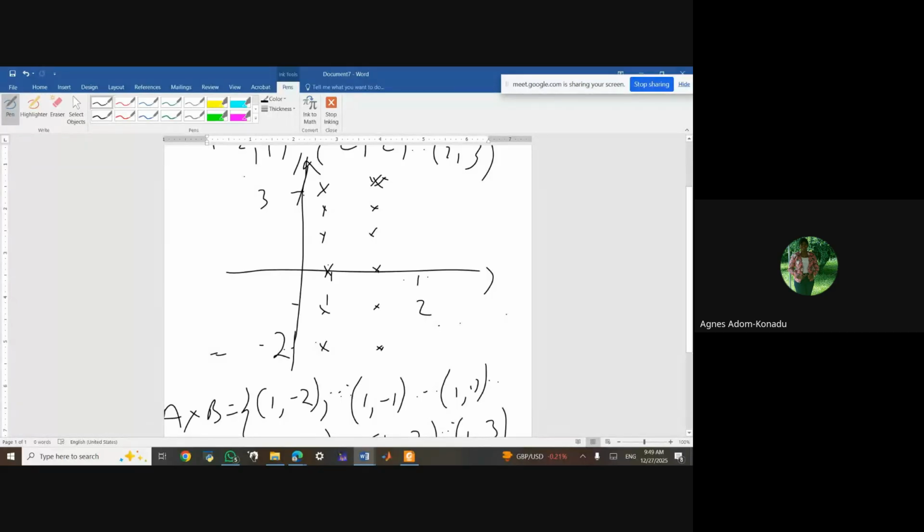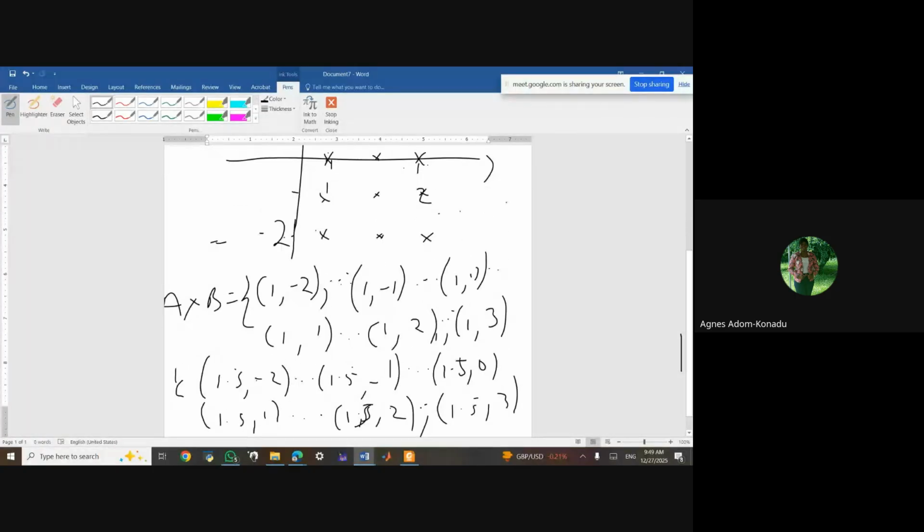Then I'll choose (2, -2), (2, -1), (2, 0), (2, 1), (2, 2), (2, 3). So these are the points I was able to write out.